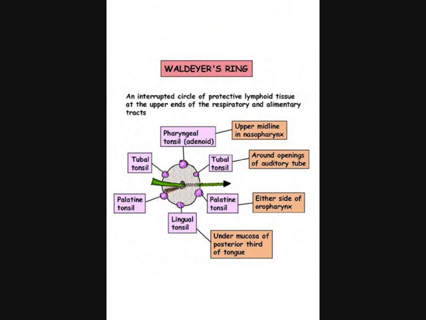Let's just remember that we have a circle of lymphatic tissue around the opening of the mouth and nose. This is called Waldeyer's ring, and it consists superiorly of the adenoid in the nasopharynx, the lingual tonsil below in the midline, and then the two tubal tonsils associated with the opening of the eustachian tubes, and the two palatine tonsils that we have just been talking about.